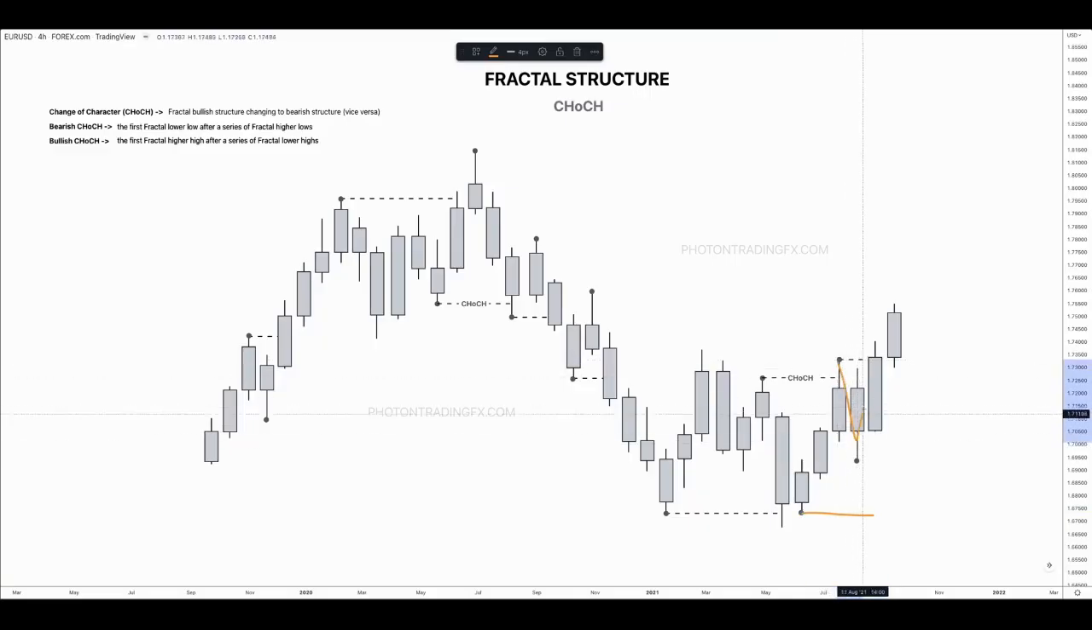Then we get the pullback and we break up, right? And obviously then this becomes the last candle to fail to break the previous candle's high. So that becomes our new low there, okay? So cool. We'll go through tons of examples, but the main purpose of this little mini lesson here is that a change of character is simply the bullish structure shifting to bearish when we get that initial fractal trend change, and then vice versa.